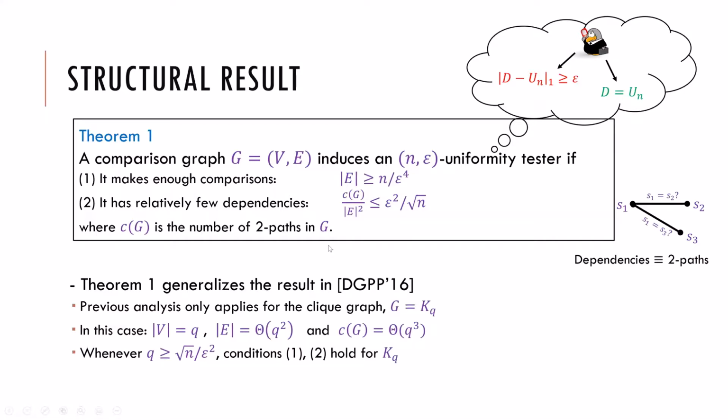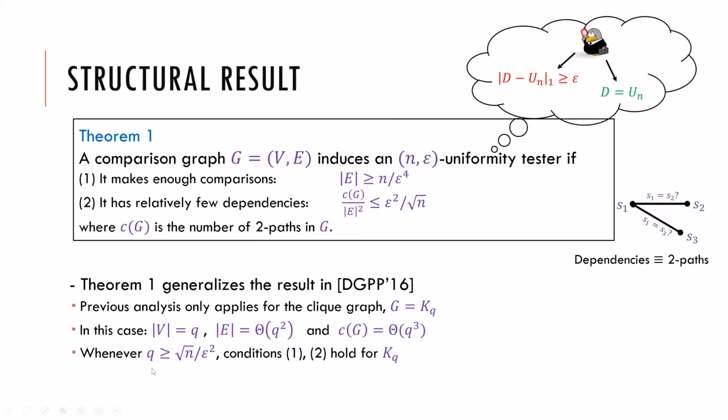Okay, so the details don't really matter much, but let's just see how this generalizes the previous result, the previous analysis in 2016. Well, the previous analysis was correct specifically for the graph of this structure, that is a clique over Q samples. For this structure, we know that the number of nodes, the number of samples, is Q, the number of comparisons is exactly of order Q squared, and the number of dependencies created is of order Q to the third. And having these values in mind, we know that this single condition, that the number of samples is more than square root of n over epsilon squared, this is called the number again and again.